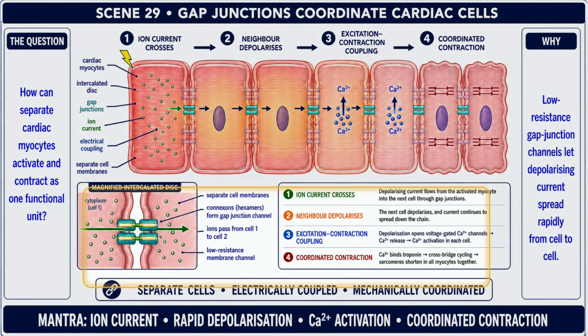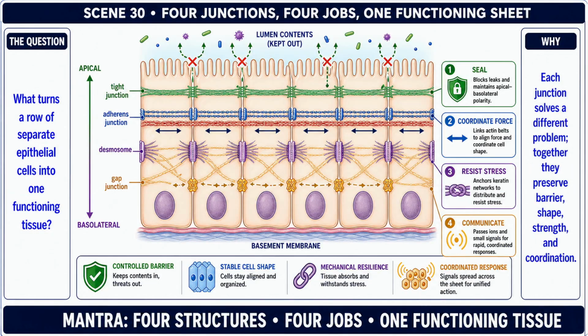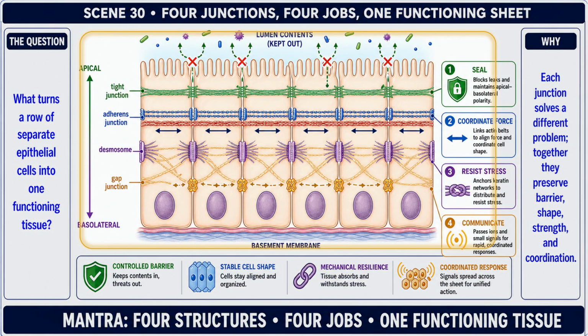Each cardiac myocyte still has its own membrane. Yet rapid ion flow lets separate cells activate in sequence and contract as a coordinated functional unit. Electrical coupling first, calcium activation second, coordinated contraction third. Step back now and look at the whole sheet. The cells remain separate, but 4 junction systems let them behave as a tissue.